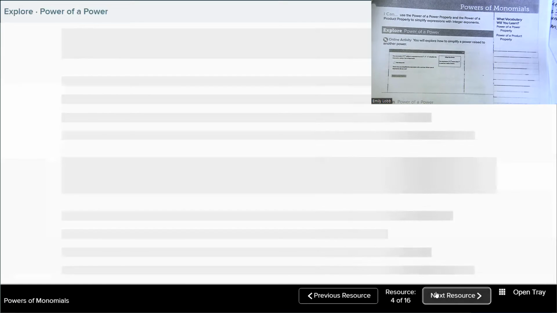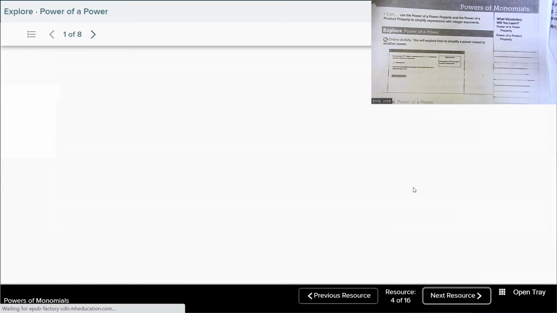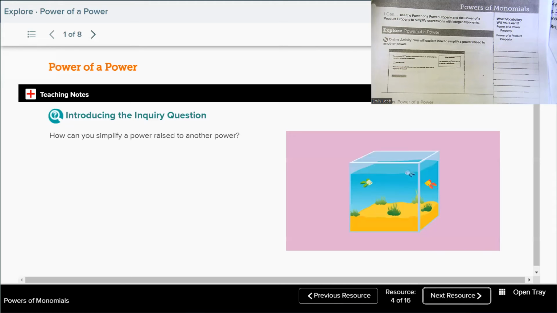All right, here's our explore. We're gonna explore power of a power first today. So we're trying to figure out how we can simplify a power raised to another power.